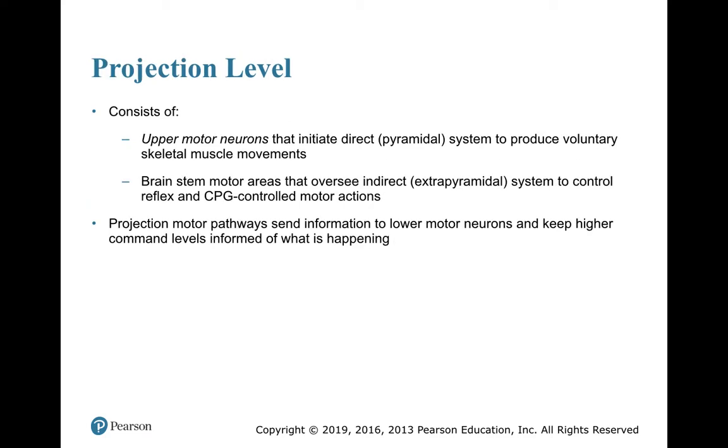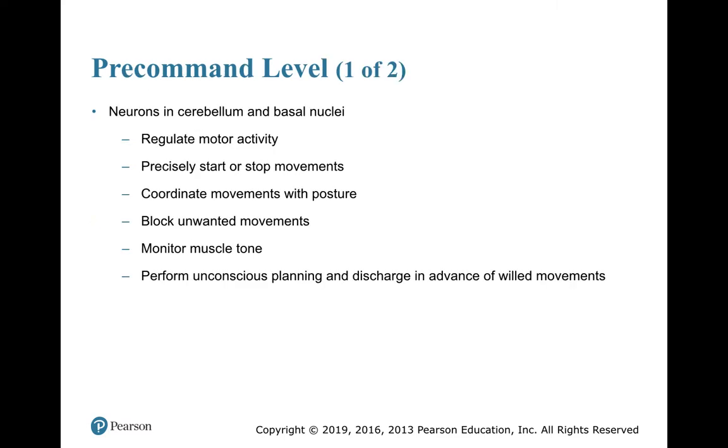At the projection level, we have upper motor neurons that initiate the direct system to produce voluntary skeletal movements, and that is pyramidal. And then brainstem motor areas oversee indirect systems to control reflex and central pattern generated movement actions, and these are extrapyramidal. The projection motor pathways send information to lower motor neurons, and keep the higher command cell level informed of what it's doing. So the pre-command level is the neurons in the cerebellum and basal nuclei.